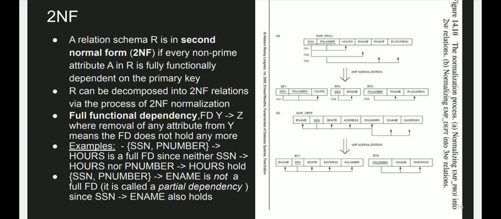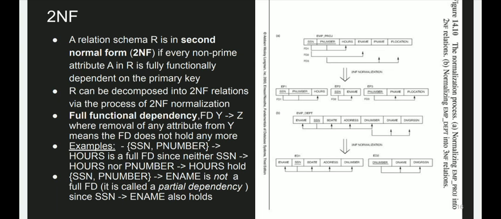We are taking an example of employee project where SSN and P number are the primary key, or it's a candidate key. Here we have the functional dependencies. FD1 is SSN, P number determines hours; SSN determines ename, which is the second functional dependency; and P number determines P name and P location. As we can see, apart from SSN and P number, the others are non-prime attributes.